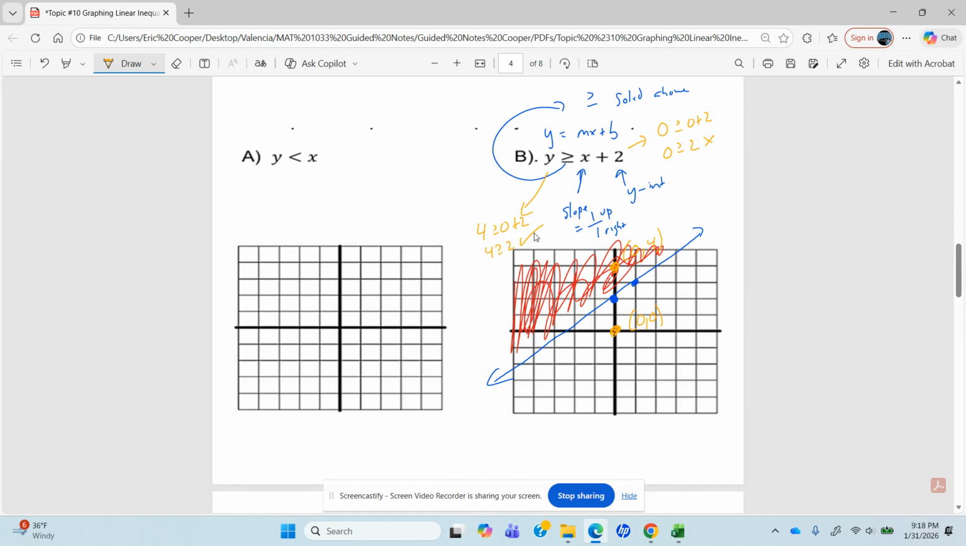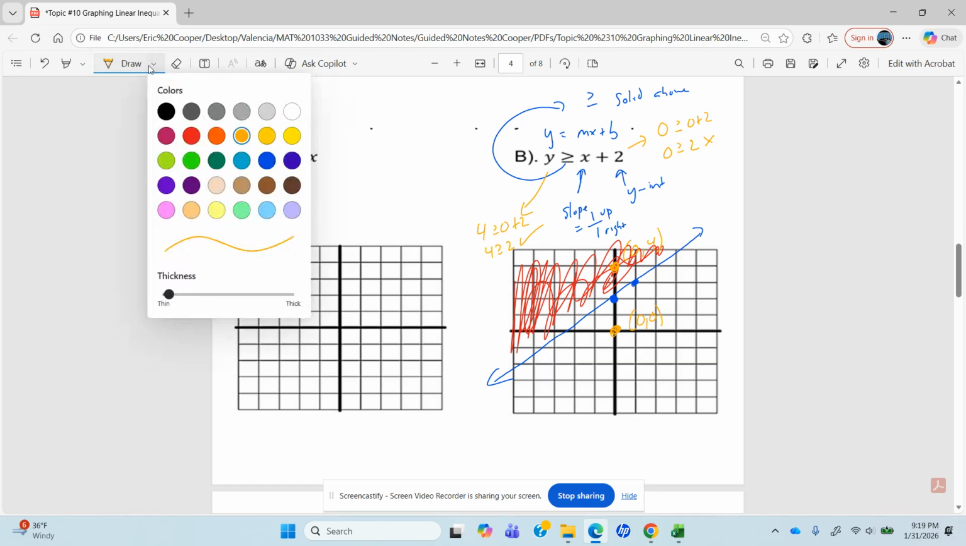So everything in the shaded region represents a true answer that works in the equation. Everything in the unshaded region represents something that doesn't work. As well, everything on the solid line works. That's why it's solid. If it was dotted, that would mean it did not work.